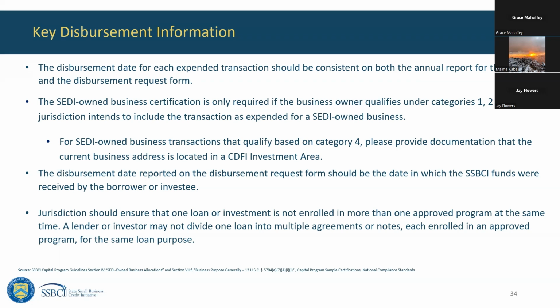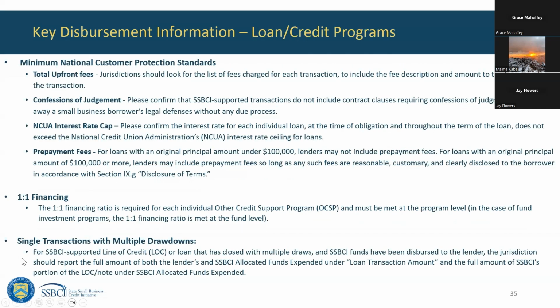And there is an element in this last bullet point that we call out, just as a reminder, that one loan cannot be enrolled in more than one approved program at the same time. A lender may not divide one loan into multiple agreements or notes, and each have to be enrolled in, if they're enrolled, they have to be enrolled for a different business purpose. So now we can move on to the next slide. And thank you, Grace.